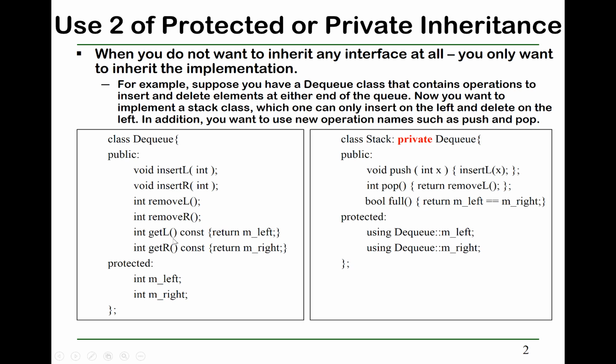You do not want to inherit any interface of the base. In that case, you can use private inheritance, and then you use the functions or data members that you inherit from the base to implement the functions, the interfaces that you want. For example, we use insert L to implement push, and we use remove L to implement pop, and use these data members to implement full.